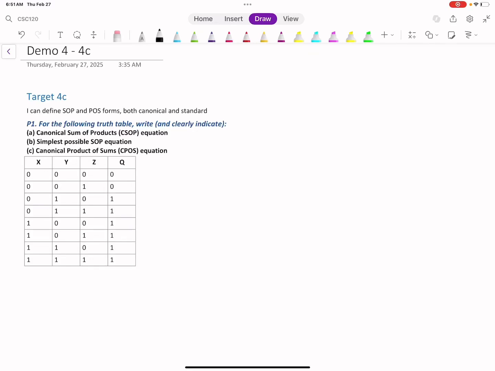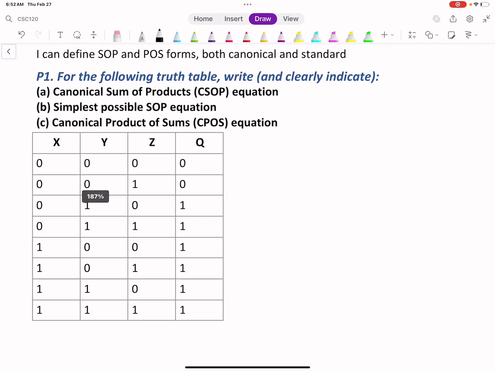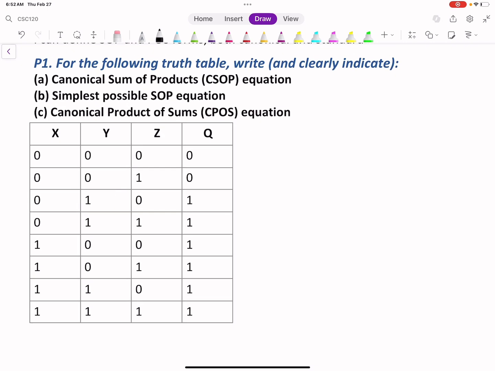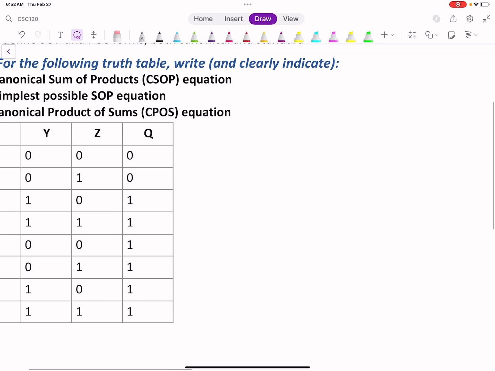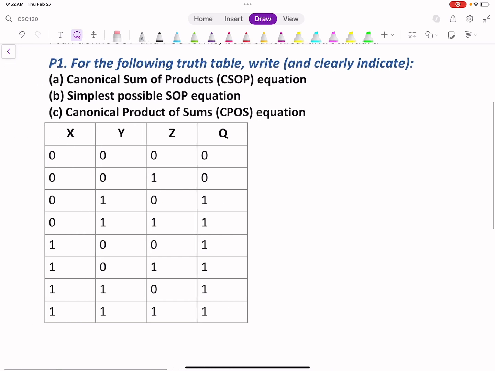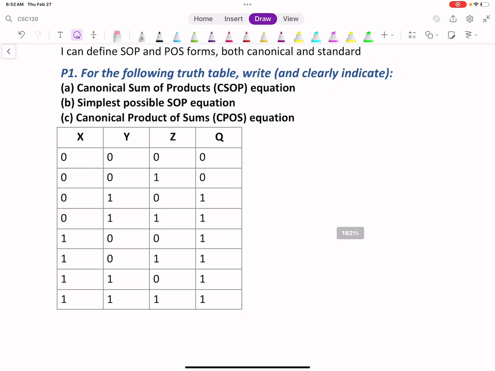Hello everyone, in this video I'll explain how to derive the sum of products, the SOP, and product of sums, POS, forms from a given truth table. So let's get started. Here's our truth table, and the ones in the output represent that the function is true, and the zeros represent that the function is false.